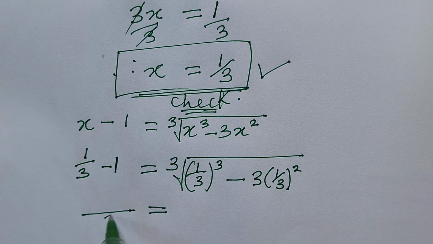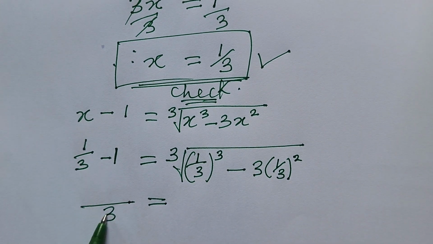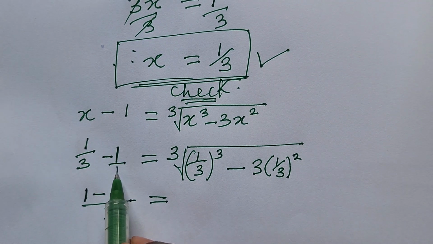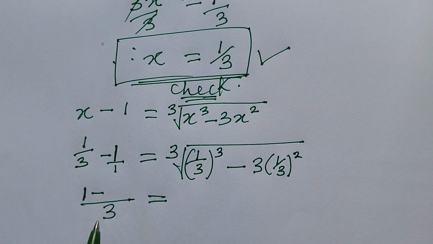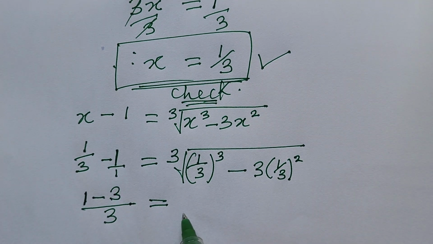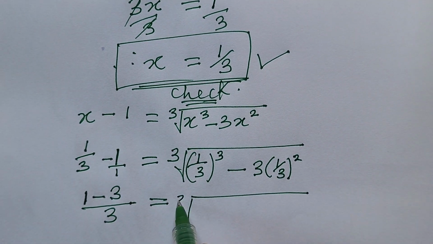So here, LCM is just 3. So 3 into 3 will give us 1. 1 times 1 will give us 1. Then minus, here we have divisible 1. So 1 into 3 will give us 3. 1 times 3 will give us 3. All right. So we take the cube root this side.